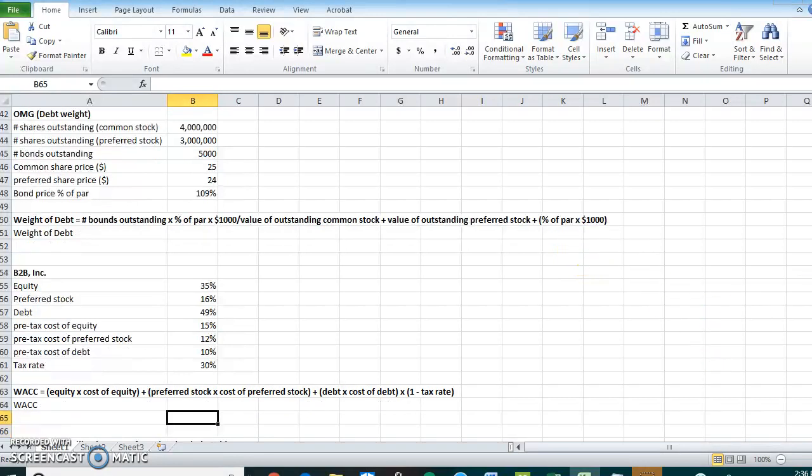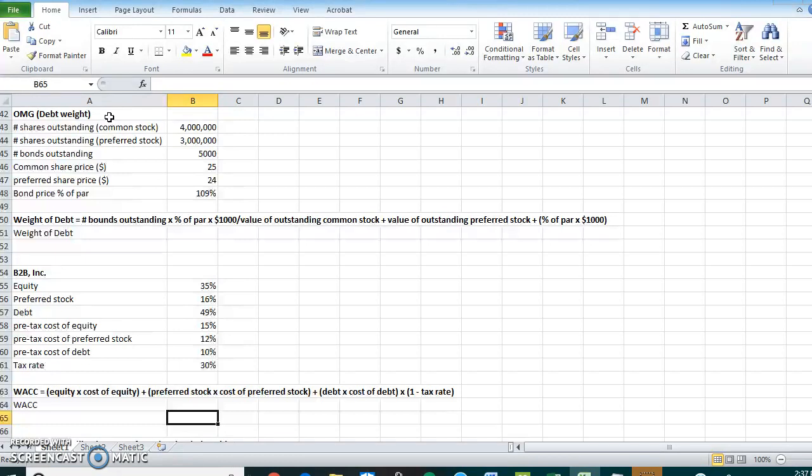It is chapter 11. So, to pick up where we left off, we are on the OMG problem regarding debt weight. OMG has 4 million shares of common stock outstanding, 3 million shares of preferred stock outstanding, and 5,000 bonds. Suppose the common shares are selling for $25 per share, the preferred shares are selling for $24 per share, and the bonds are selling for 109% of par. What weight should you use for debt in the computation of OMG's WACC?